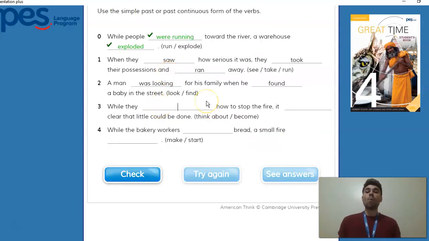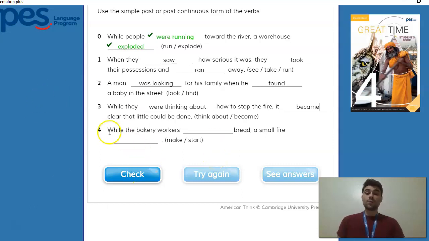3. We have while they, and the verb think how to stop the fire, it clear that little could be done. So we have two different actions here, a longer action and the one that interrupts. So we need to say that while they were thinking about how to stop the fire, it became clear that little could be done.